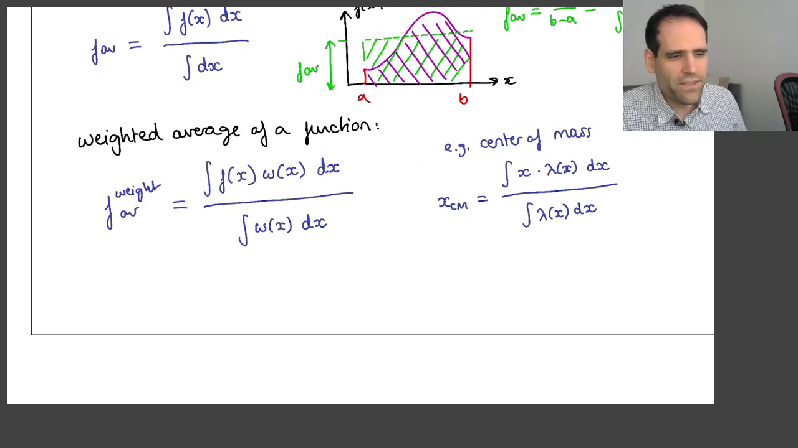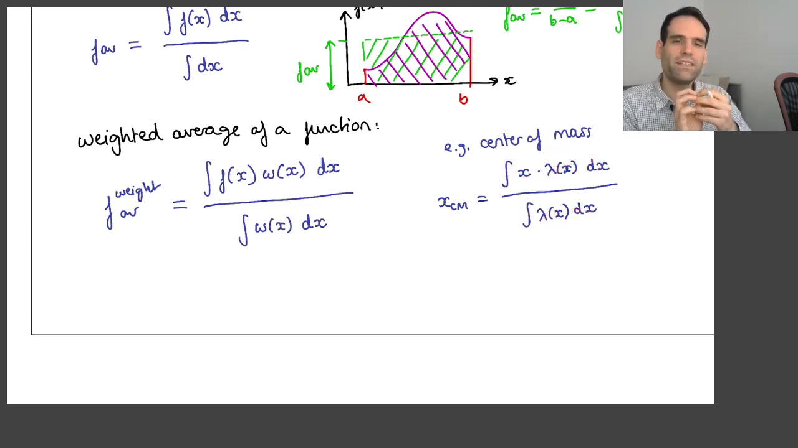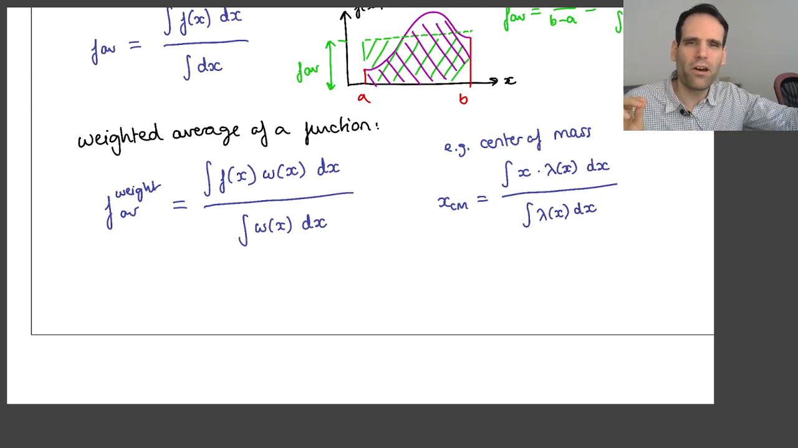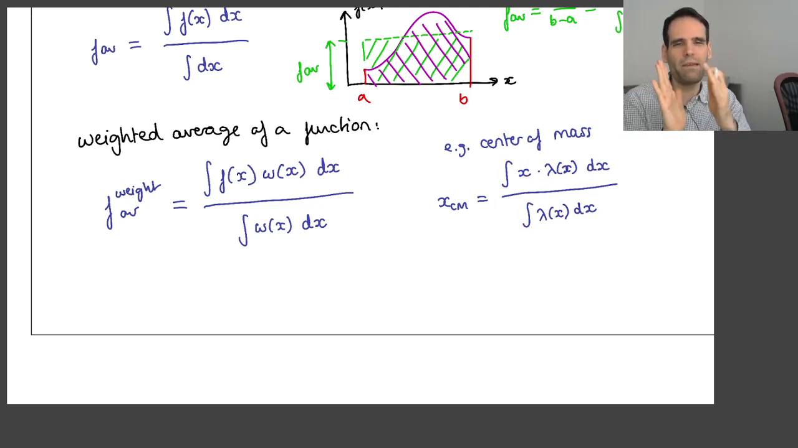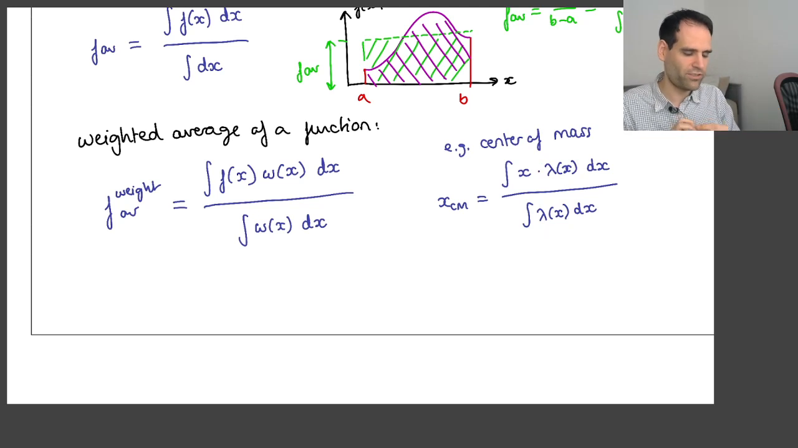If you removed the weight, if you removed lambda, then you would be calculating the integral of x dx divided by the integral of dx without lambdas, and that would just be the geometrical center of the rod. Okay, so it would be the midpoint. If you are between a and b, it would be a plus b divided by 2. But if you add the density, then you are doing a weighted average of the position. Okay, so that's the application of weighted averages.